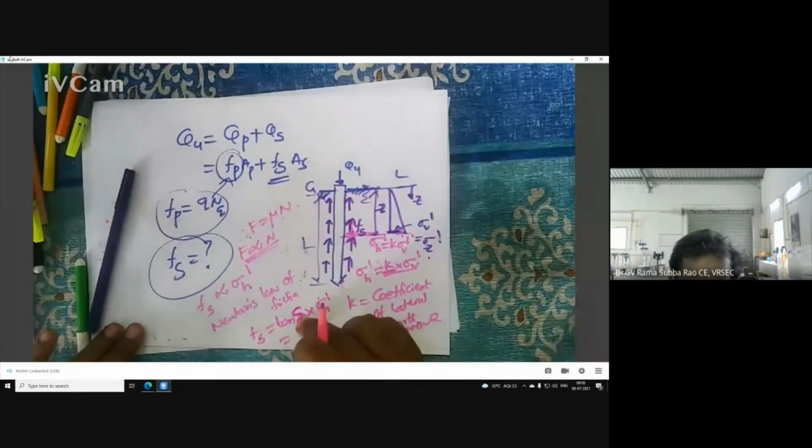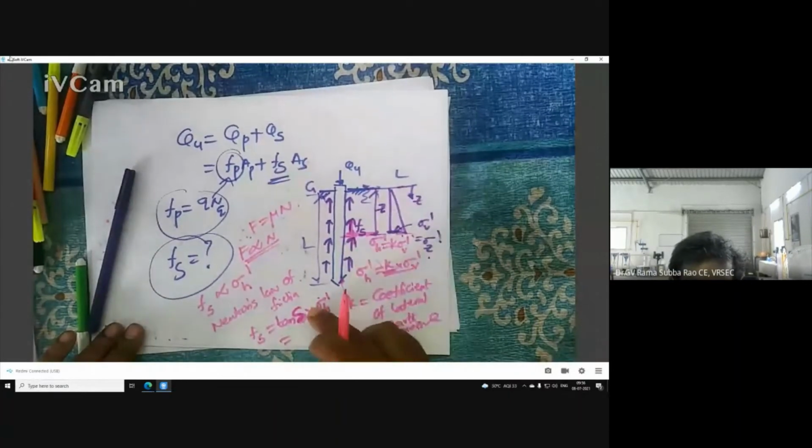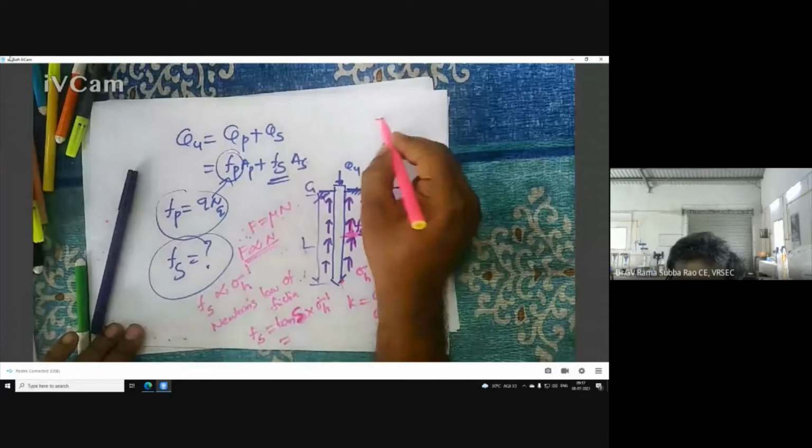Delta, I told you in retaining walls. Delta means wall friction.